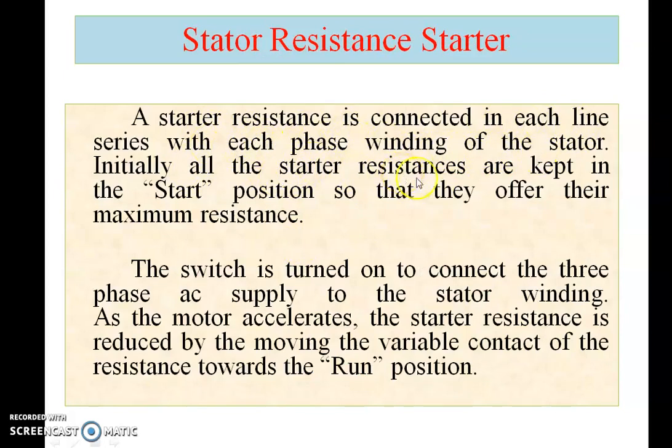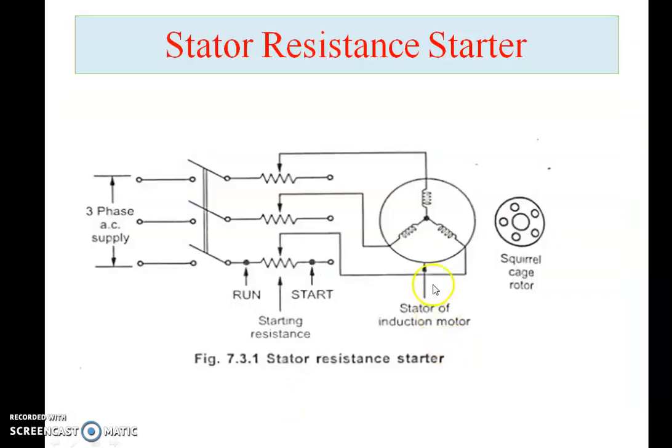Initially, all the starter resistances are kept in the start position so that they offer their maximum resistance. The switch is turned on to connect the three-phase supply to the stator winding. As the motor accelerates, the stator resistance is reduced by moving the variable contact of the resistance towards the run position. That means what? Simply, when the machine is in the starting condition, all these locations are in the start positions.